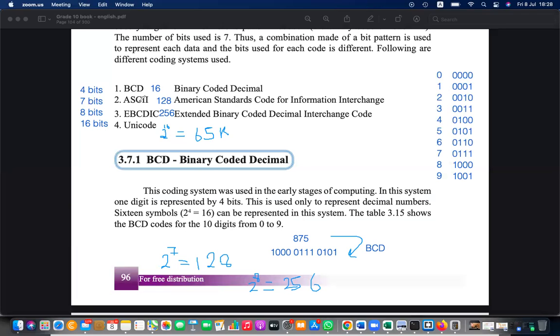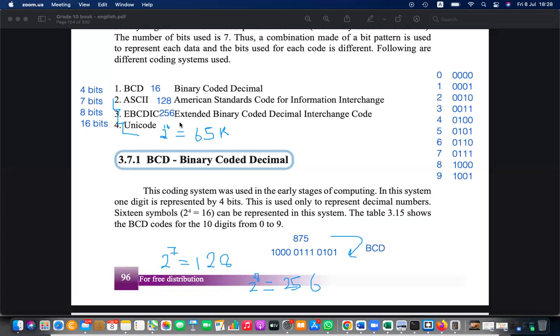Unicode, ASCII, EBCDIC, all three can represent letters and numbers. Extended ASCII is not given here, but all four can represent letters and numbers both. In addition to that, Unicode can represent even other languages, because it has 65,000 symbols, so you can write even Sinhala. That is why Sinhala Unicode is there. Tamil Unicode is there. Chinese, Japanese, you can write any of them in Unicode.